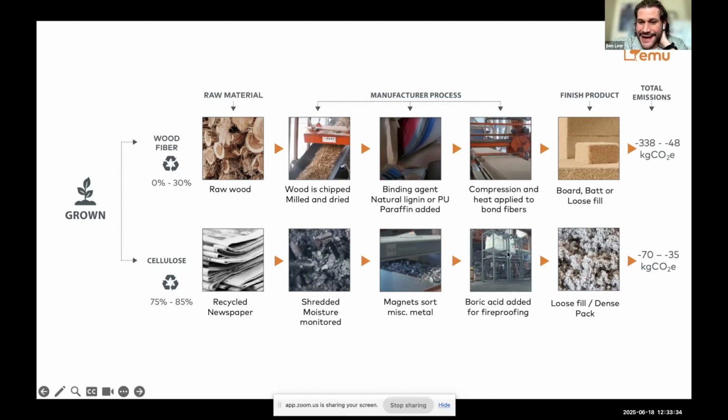This could be a boric acid or borate salt that's used for fireproofing. So there is a fireproofing added to this material, and it comes in this loose fill product. And this can be a loose fill or a dense pack in your wall assembly. Because it's made out of paper and it's recycled content, again, it's got a very low embodied carbon emission.